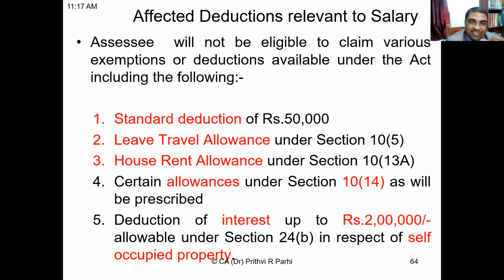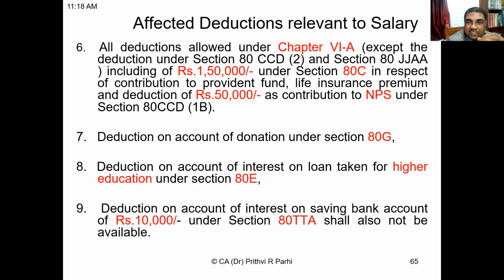Then travel allowance deductions allowed under section 10(5), one cannot get it. House rent allowance and certain allowances which are mentioned in section 10(14) will not be allowed. A person who has taken a housing loan was able to claim deduction for interest of ₹2 lakh. That also you cannot claim if you go for the new scheme. Similarly, the chapter 6 deduction, which is normally up to ₹1,50,000, and for NPS, if you include another ₹50,000, these are again deductions that one cannot get under the new scheme.